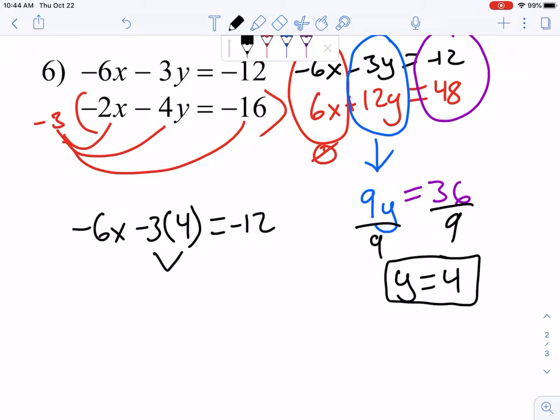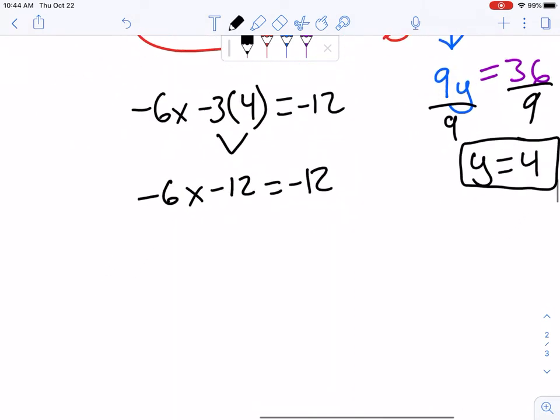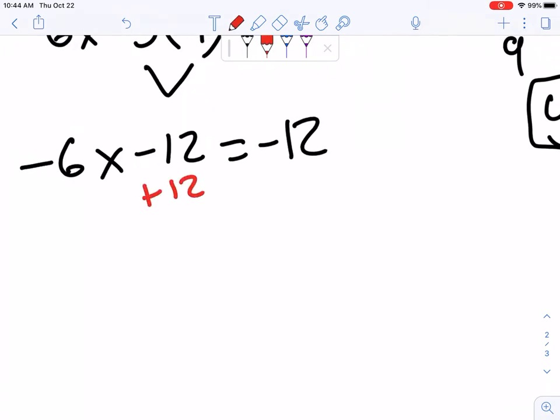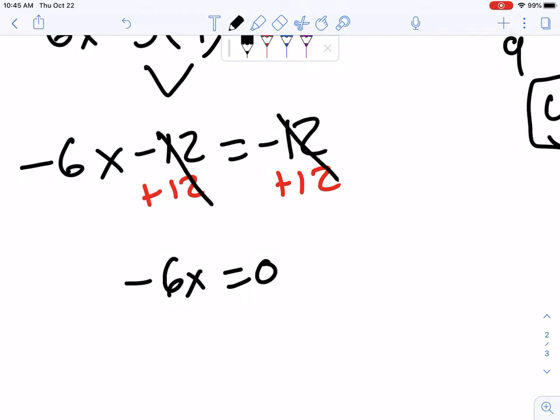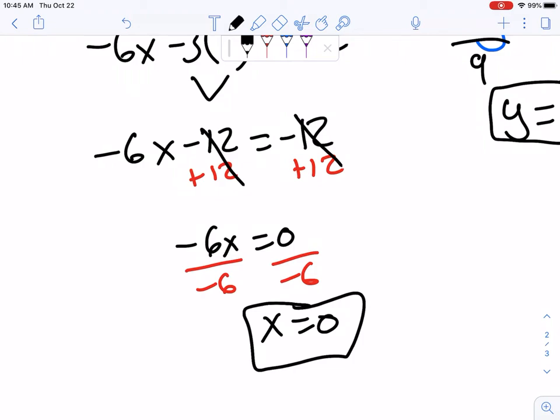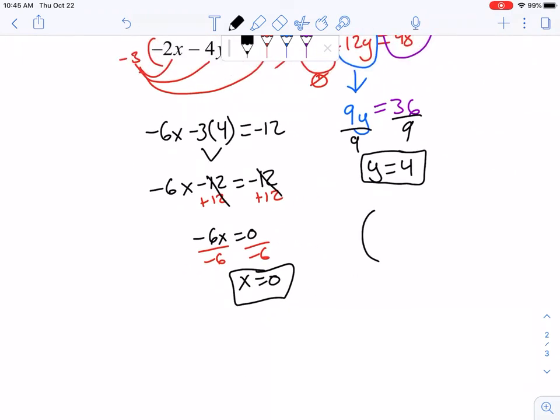So when I work this out, I have negative 6x, and then negative 3 times 4 is negative 12, equals negative 12. I have a two-step equation. I'm going to add 12 to both sides first, so that negative 6x equals 0. Those cancel out, and negative 12 and 12 make 0. And then I am dividing negative 6 to both sides to find x equals 0. 0 divided by negative 6 is 0. So for this one, my x value is 0, my y value is 4.